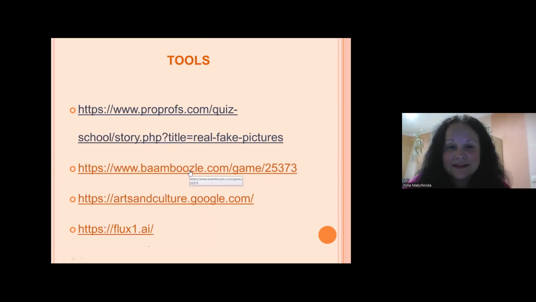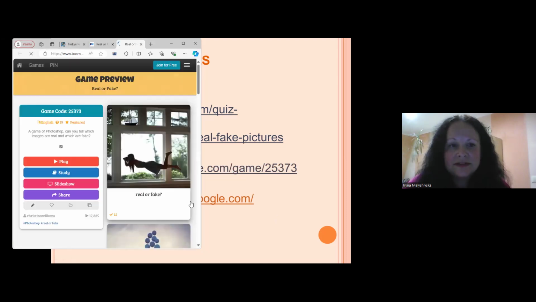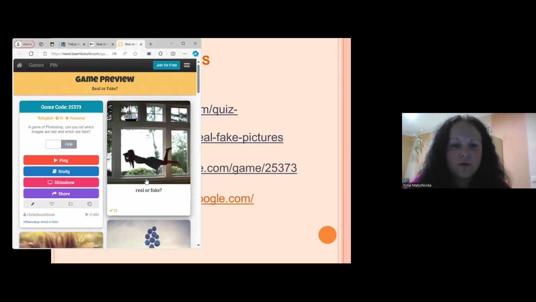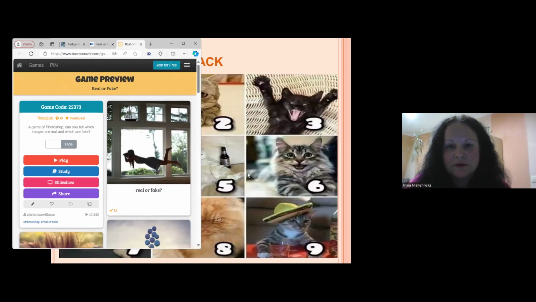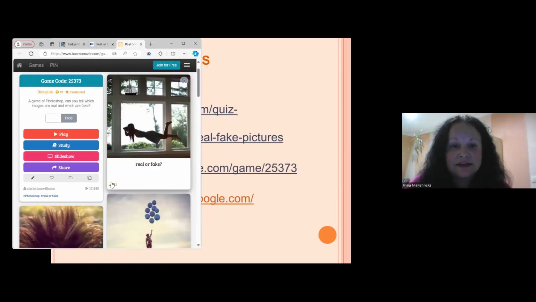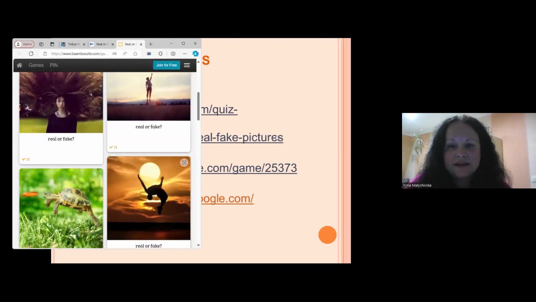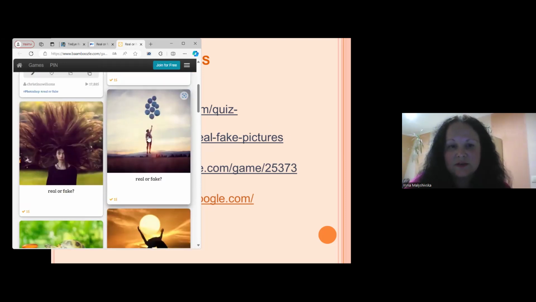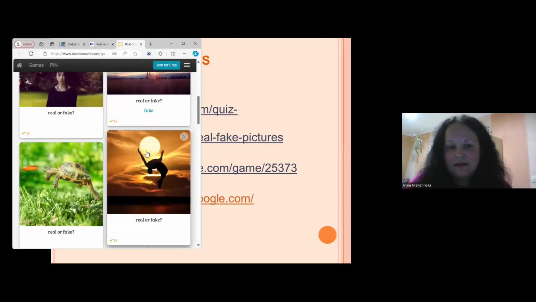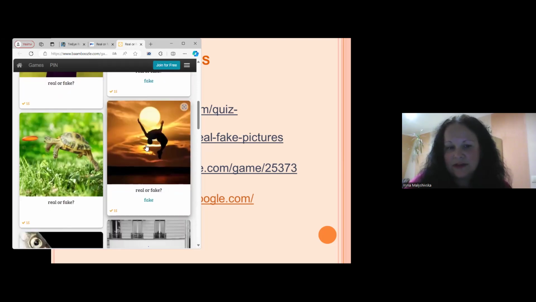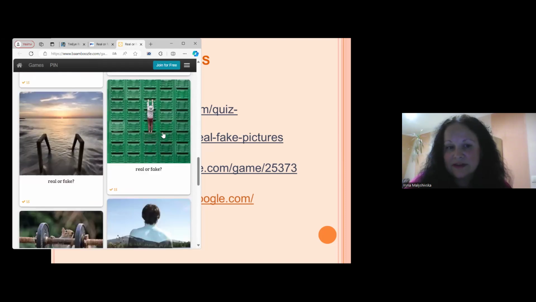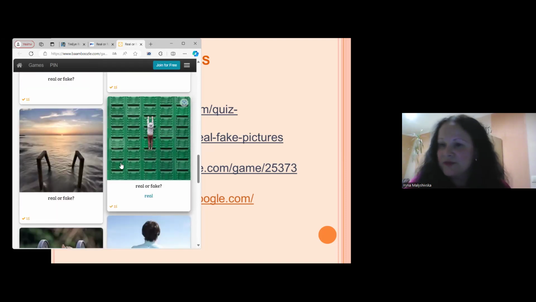Then the next one is Bamboozle. Bamboozle is better for more advanced students. Because here it's not that obvious, yes, you just need to click on the picture, and so this is fake, yes, it's fake. This one is fake, it's impossible to do like this. But if you click, for example, this one, so this is real. It was a staged photo, and as far as I remember, this photo was presented in some photo contest.